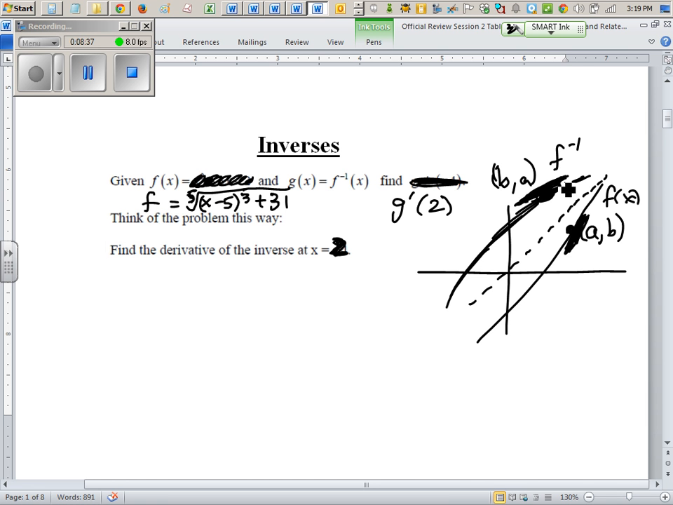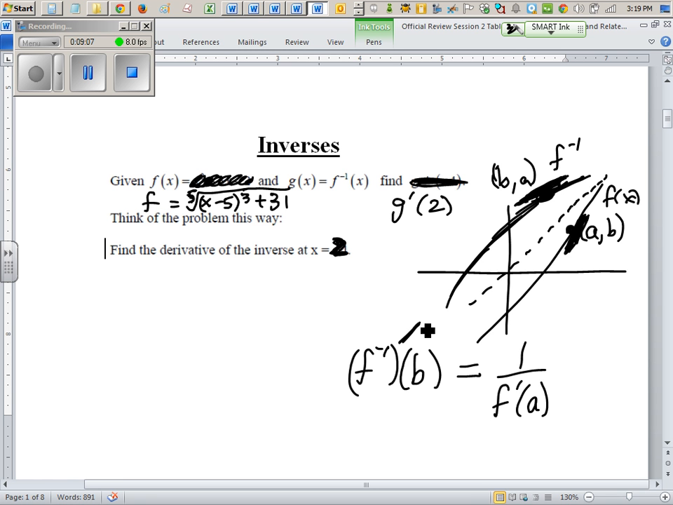So what you can say is, this is a true statement right here. Ready? F inverse's derivative at B is the same thing as the reciprocal of F's derivative at A. So F inverse's derivative at B is the same as the reciprocal of F's derivative at A. So that's kind of confusing, but that seems to be what we're looking at here, right? So the hardest part of this problem is figuring out A and B. Okay? But that's the rule.